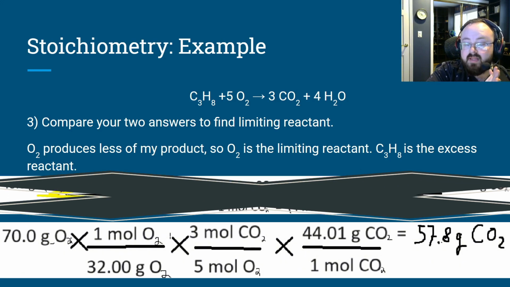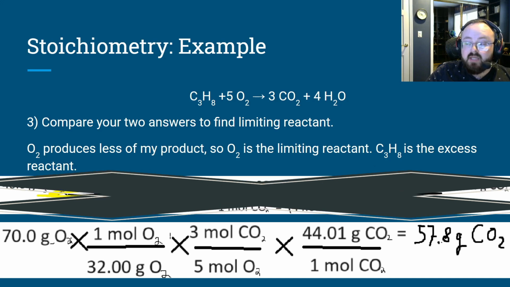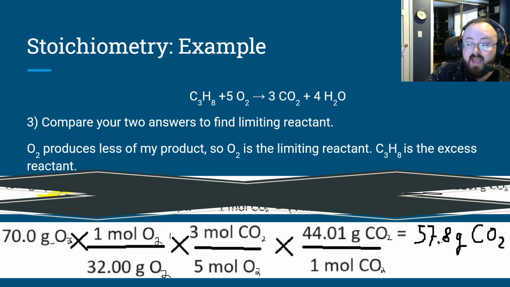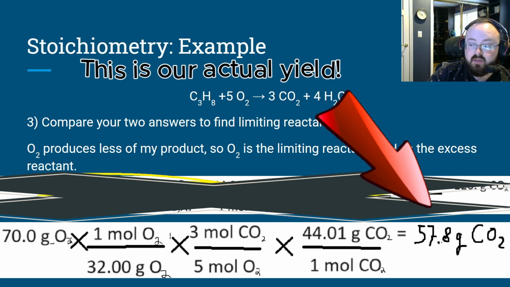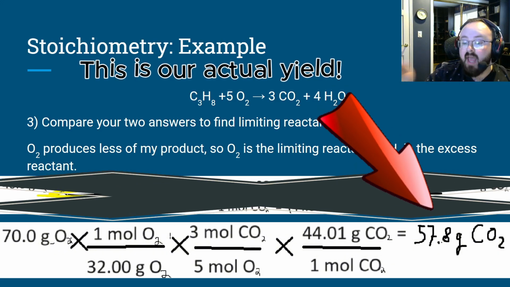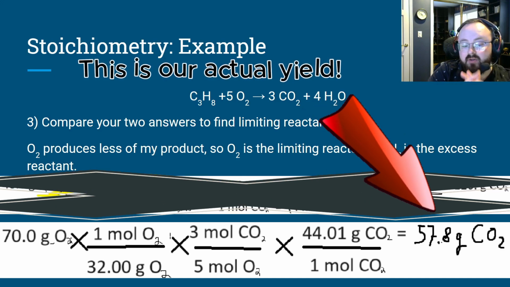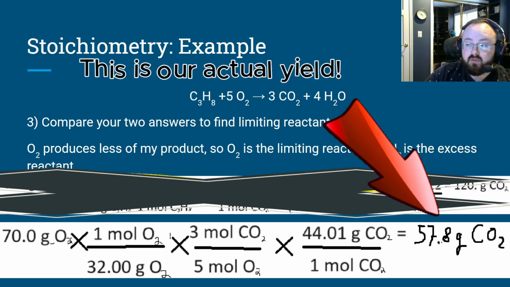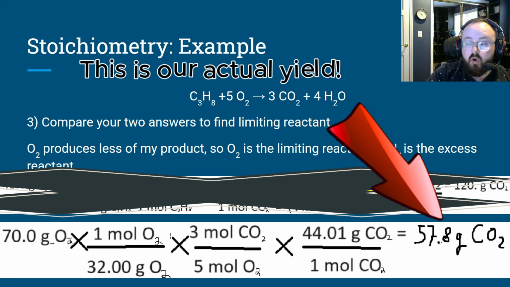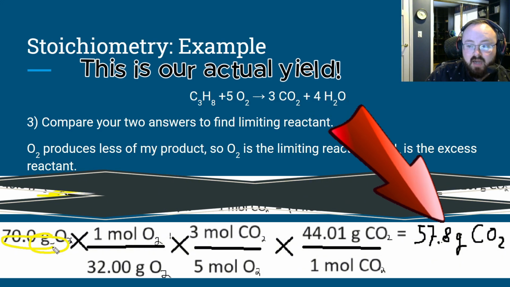So just please note that a limiting reactant is different than a percent yield. The percent yield is based off of how much we're actually going to get from the reaction. Our theoretical is the 57.8. The 120 does nothing because it's not going to happen no matter what, because we're going to run out of oxygen. So please understand the difference between a limiting reactant and the percent yield. When we get a yield, we always compare it to our limiting reactant, which we said was our oxygen. Okay?